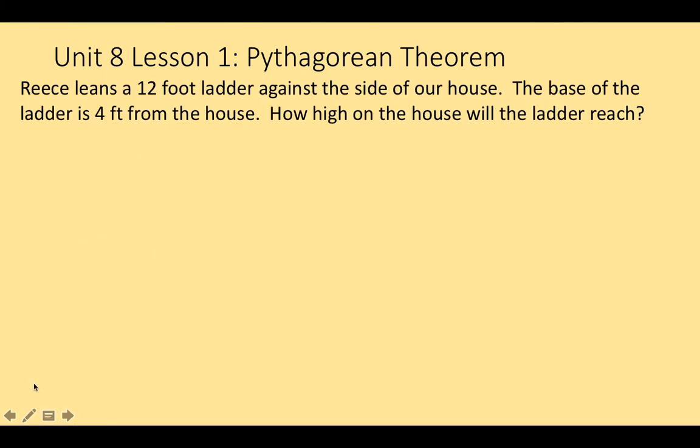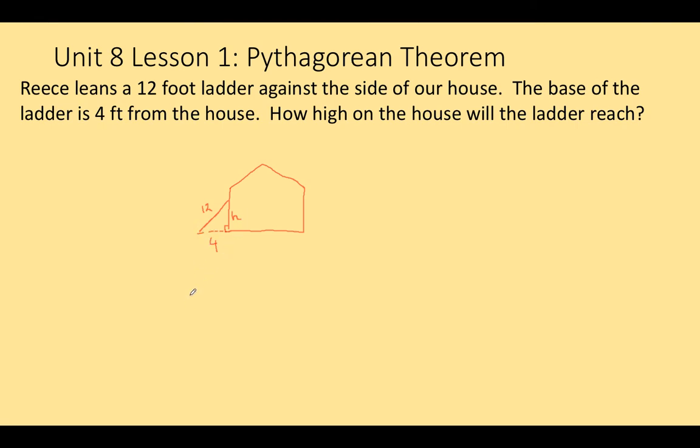Okay, here we got a little contextual question. It says, Reese leans a 12-foot ladder against the side of our house. So here is our house, and here is the ladder. So the ladder in and of itself is 12. You can see that this would be making a right angle with the ground and the house. The base of the ladder is 4 feet from the house. So how high on the house will the ladder reach?